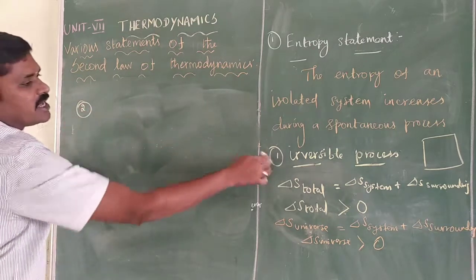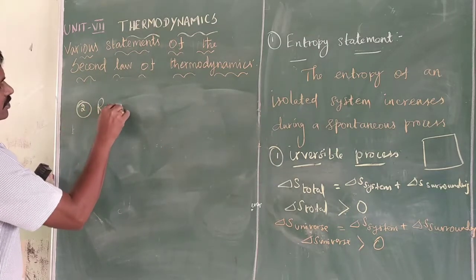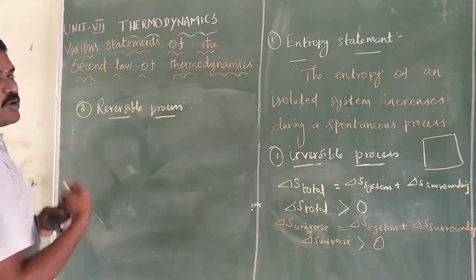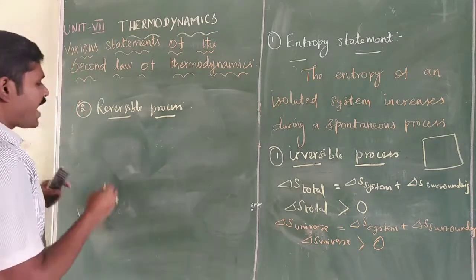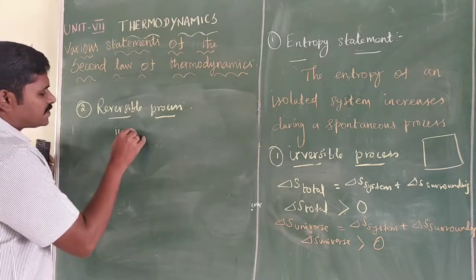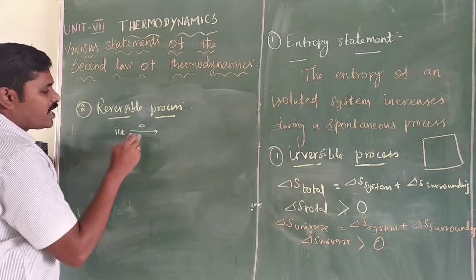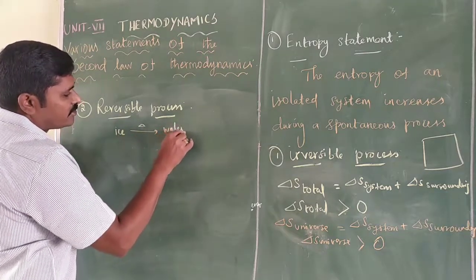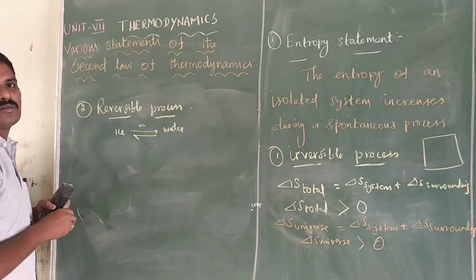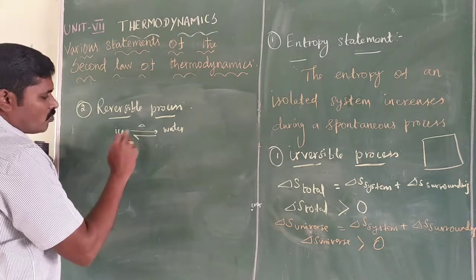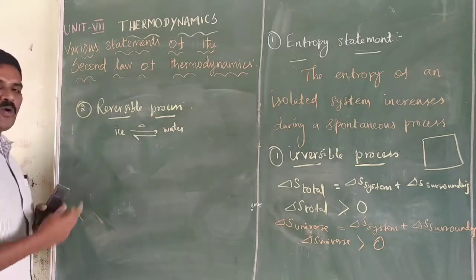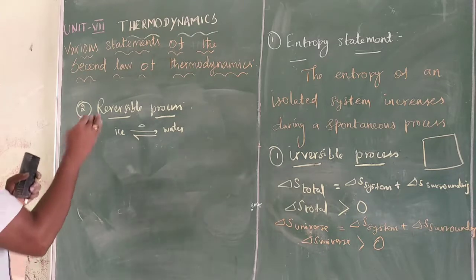The second is the reversible process. For example, ice, a physical process. Ice is heated to convert to water. The water is cooled, then converted into ice. So the ice is converted into water and water is converted into ice. This is a reversible process.